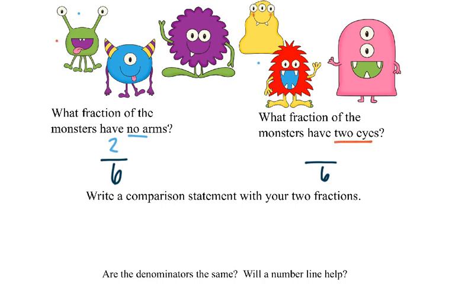The next one is asking what fraction of the monsters have 2 eyes. Let's see. 1, 2, 3, 4. I see 4. So 4/6. So write a comparison statement with your two fractions. We have 2/6 and 4/6.